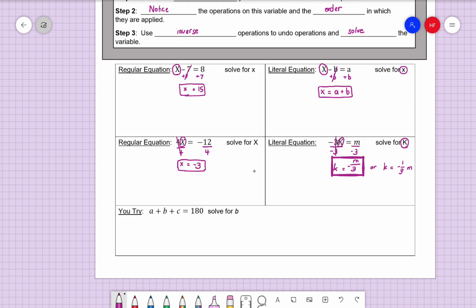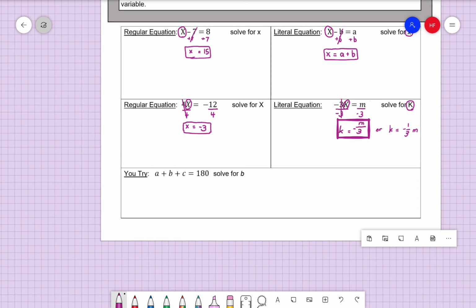So then on this one that says you try, we are going to do it together. So it says a plus b plus c equals 180, and I'm solving for b. So my goal is to get this b by itself. So I need to isolate it. I'm going to get rid of this c first. So I have a plus b, a plus b, I wrote them too close, on this left side is equal to, and I'm just going to write them as is since one is a variable, so 180 minus c.